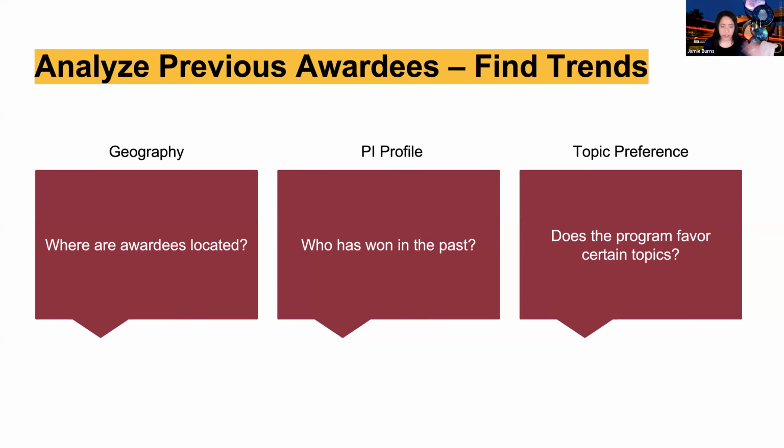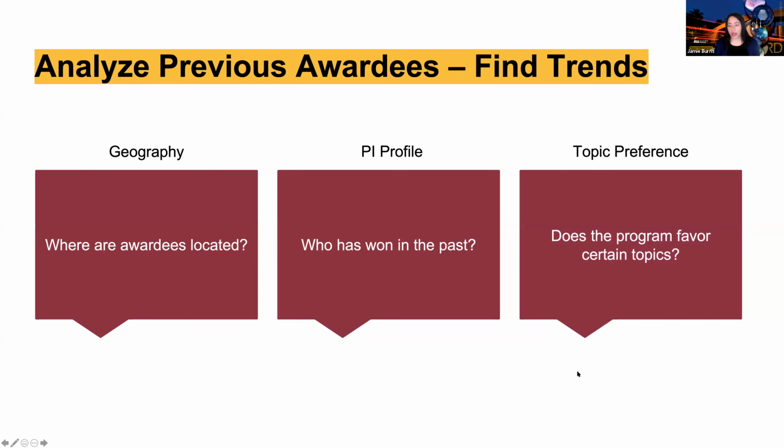Of course, we always see outliers, and that's standard. But we do want them to have an idea of who's getting this kind of funding. Maybe there's something they need to do to preface this award. If they're going after a large center, do they have awards that come prior to building to a large center grant? So that's how we help our faculty analyze who's won in the past and what it means for them. And then we have, does the program favor certain topics?